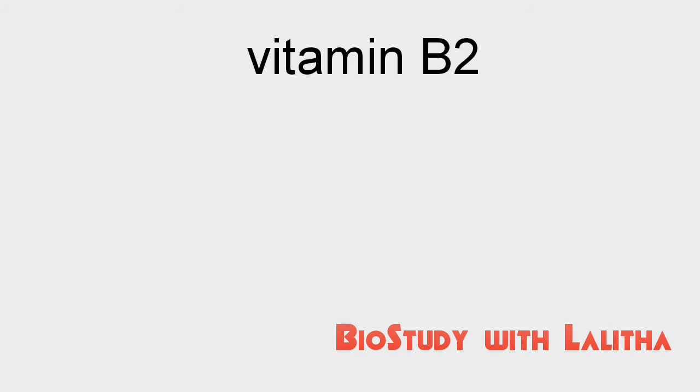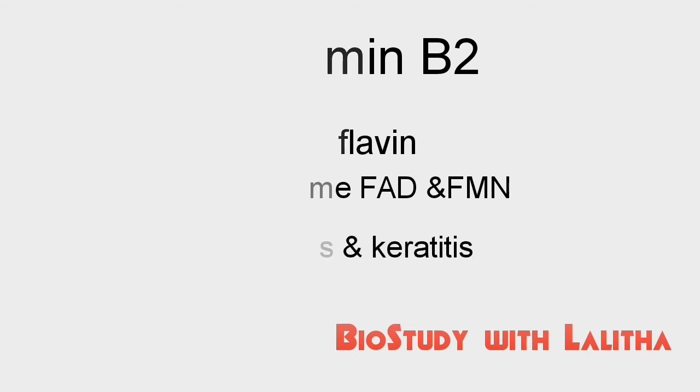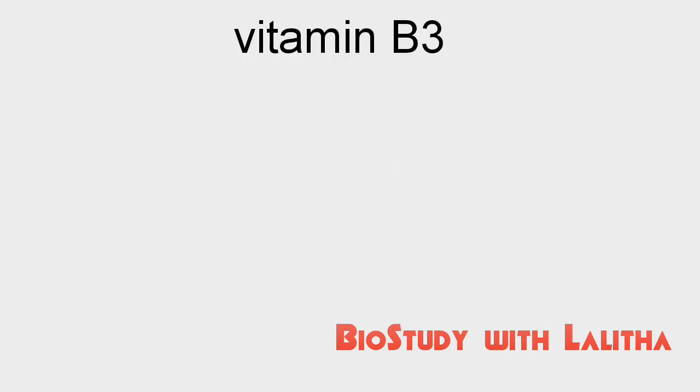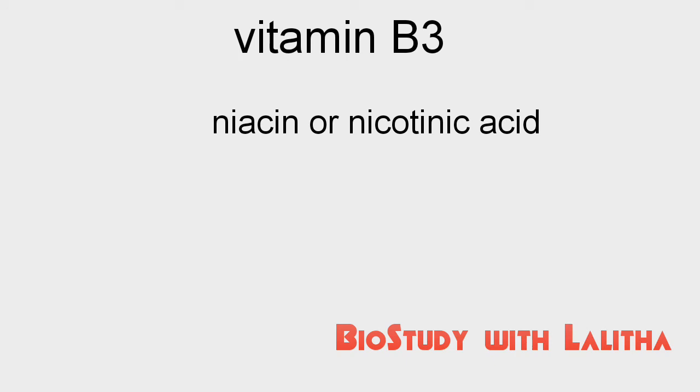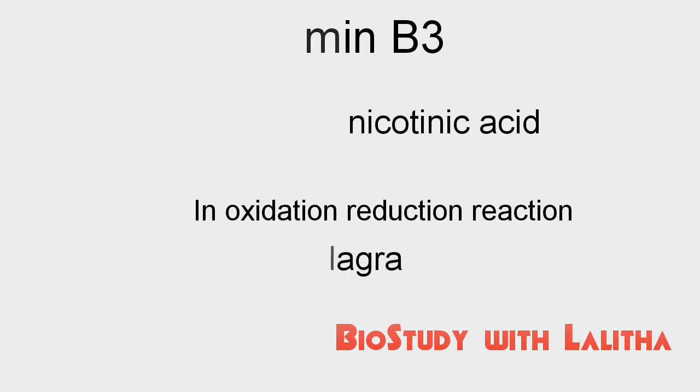The next vitamin is vitamin B2. This is chemically called riboflavin, and it acts as coenzyme FAD and FMN in all metabolic pathways. If there is a deficiency of this vitamin in the body, that may lead to the condition called cheilosis and keratitis. Next is vitamin B3. This is chemically called niacin or nicotinic acid. It acts as coenzyme NAD and NADP in oxidation reduction reactions. Deficiency of this may lead to pellagra.